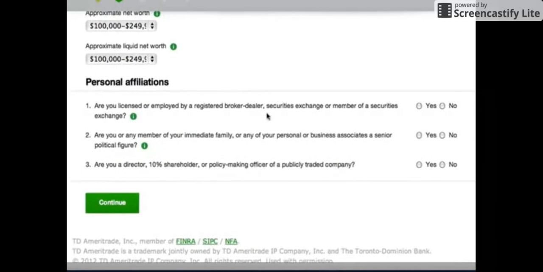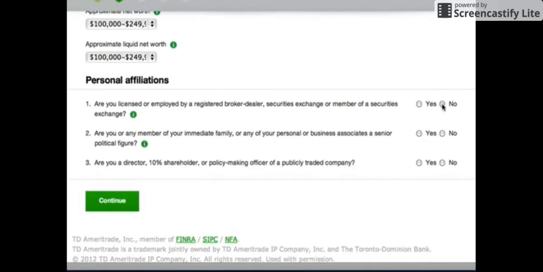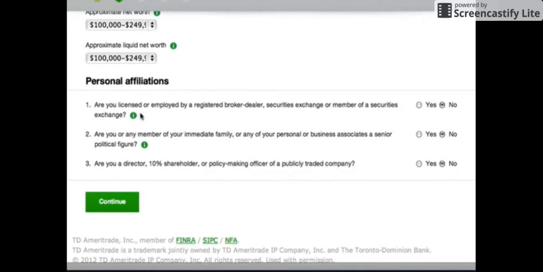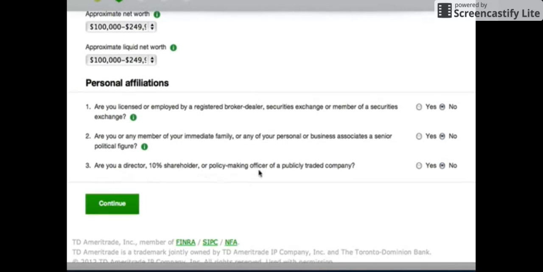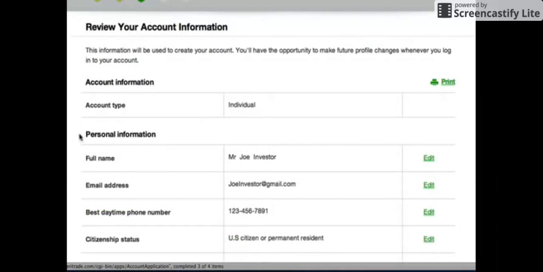And then these three you do have to answer honestly. In my case, in most people's cases, it's going to be no for all of these. Are you connected in any way to dealers, the security exchange, or are you a director? All these things, 99.9% of people are going to answer no to those. So push continue.